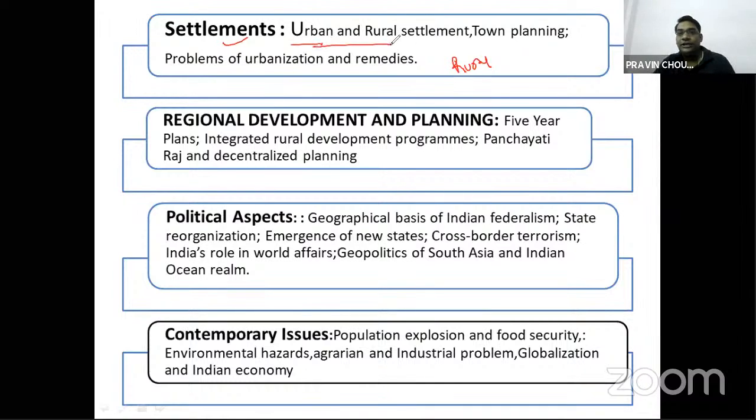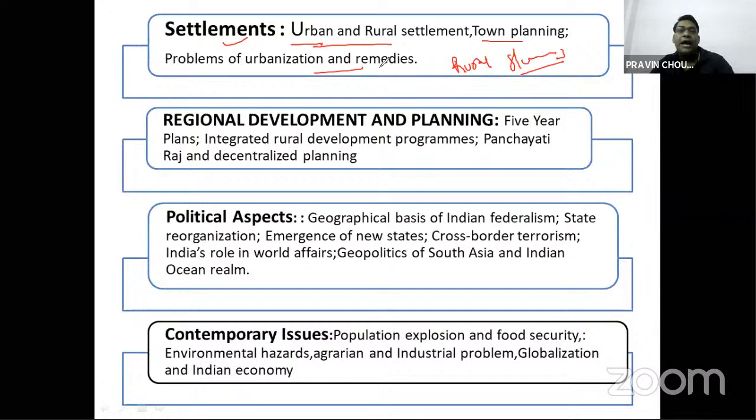So urban and rural settlement, town planning, okay, problems of urbanization and remedies, slums. You see most of the slum areas are very close to the cities, and what are the problems for them. Okay, so that is settlement, where you will understand, because after qualifying this exam, what will you become? You will become an IAS officer, you will become an IPS or whatever, you will be a policy maker.